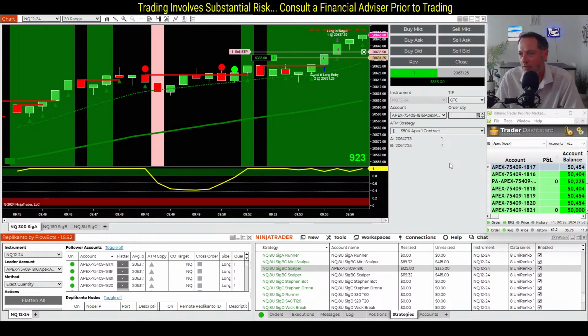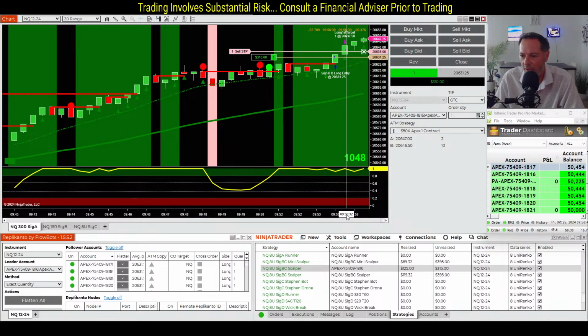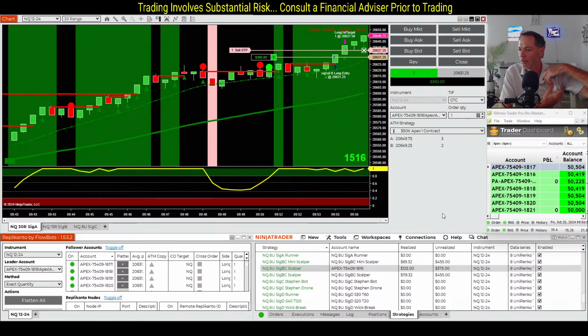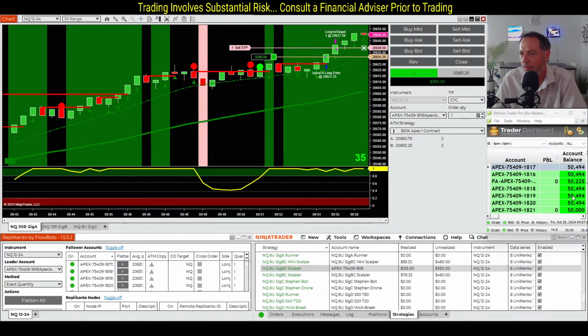Come on now, pushing up nicely for us here on the NQ. Big move up already this morning. $300. Holding 3 here. All those accounts are up 500 already. One trade submitted. 5 times 5, a $2,500 trade already.